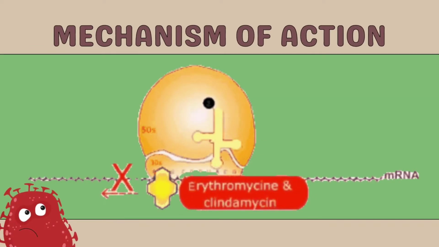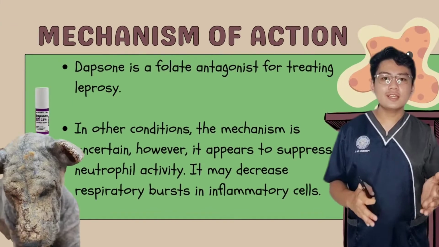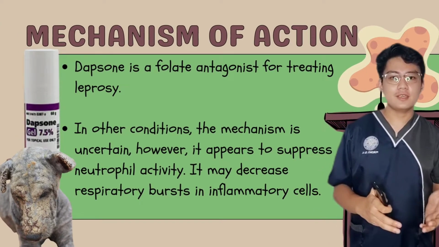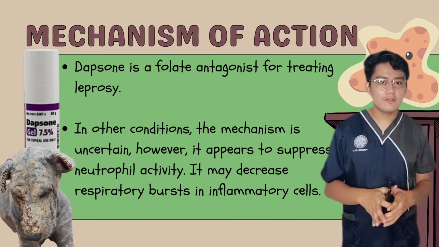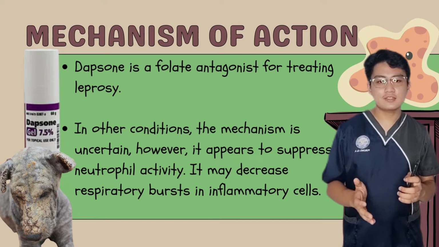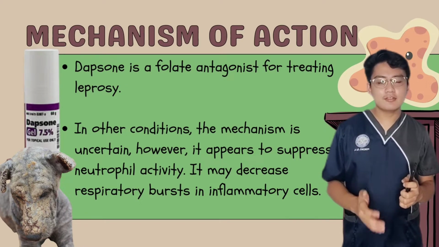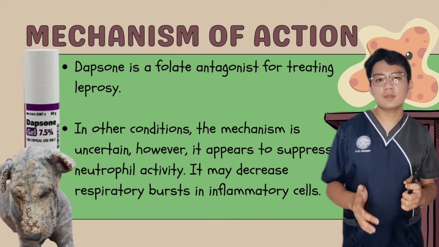For its mechanism of action, dapsone is a folate antagonist for treating leprosy. In other conditions, the mechanism is uncertain. However, it appears to suppress neutrophil activity. It may decrease the respiratory burst in inflammatory cells.